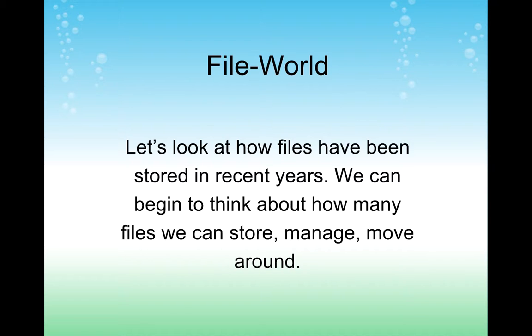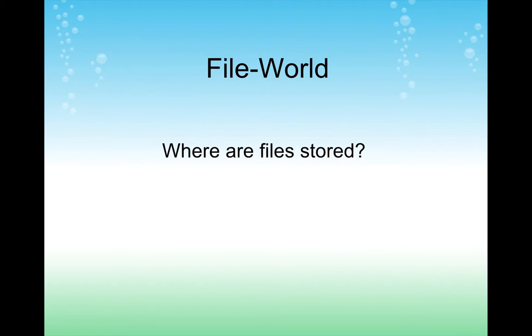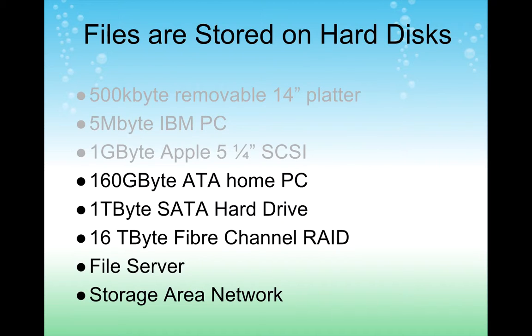In file world, we could talk about how many files we store, we manage, we move around, and let's look at where they're stored. Well, they used to be stored on removable platters and disk drives. The first IBM PC had a 5 megabyte disk drive. There was a 1 gigabyte Apple disk drive. My first 1 gigabyte drive weighed 72 pounds. Drives used to be real big. They keep getting smaller. They'll continue to get smaller.